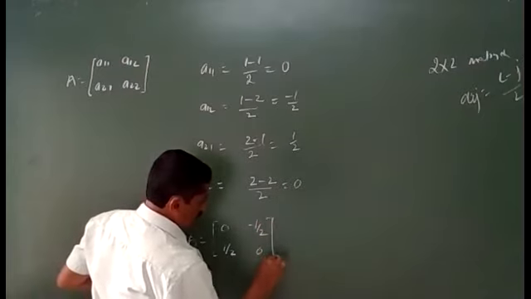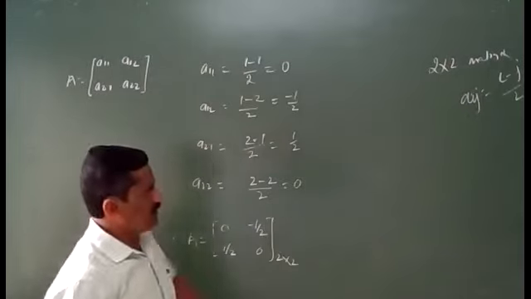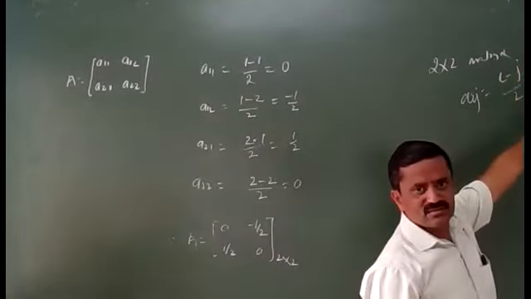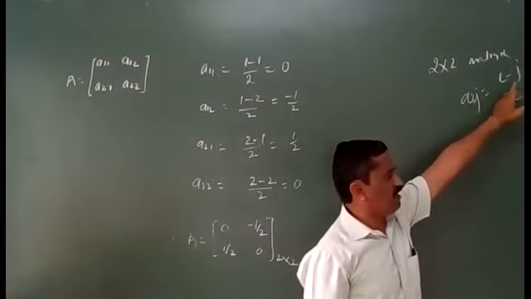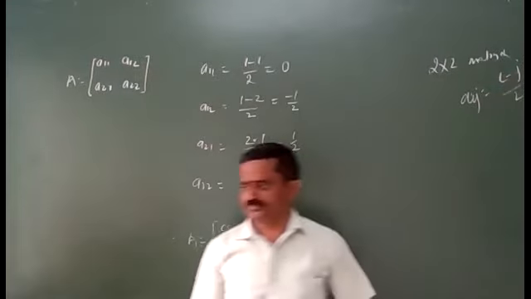So this is a matrix of order 2x2 whose elements are given by Aij is equal to (i minus j) by 2, just substituting the value of i and the value of j. So it is i row and j column.